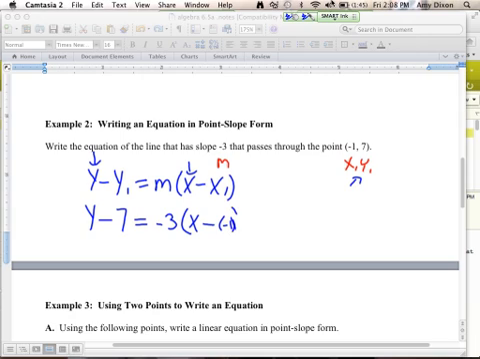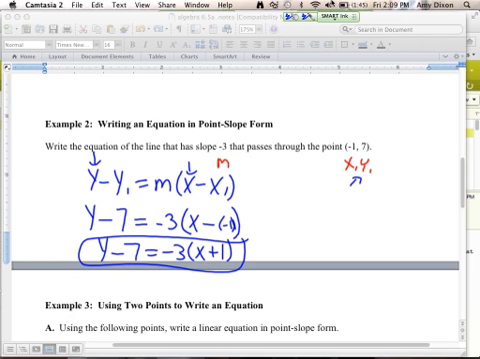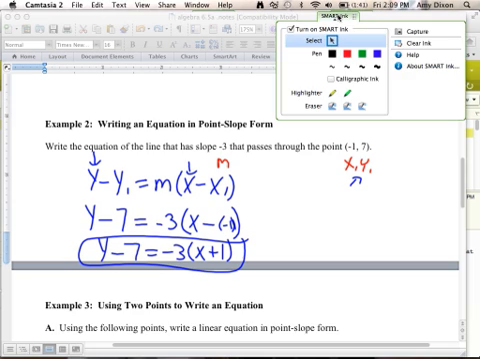So be careful when you're plugging in a negative value, because what's going to happen is we're going to change the sign, and we're actually going to get y minus 7 equals -3 parentheses x plus 1. And this right here is the equation of the line in point-slope form. Okay? So that is the equation of the line. And that's how you do it. All you do is plug numbers in: you plug your x1 and your y1 in, and your slope of -3, we plug that in as well.